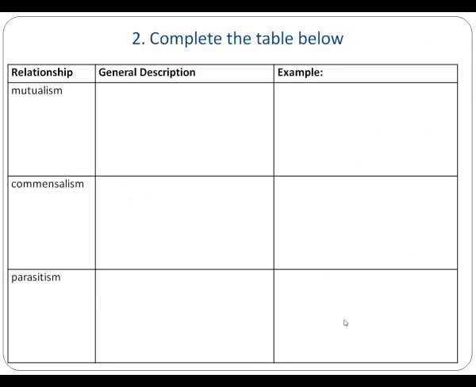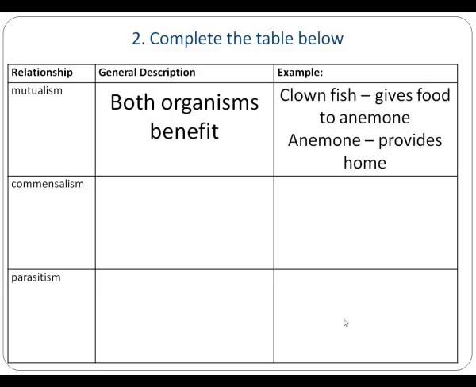Complete the table. So for mutualism, they mutually benefit. Both organisms benefit. An example of that would be a clownfish living on an anemone. The clownfish pushes food towards the anemone, which is a filter feeder, and the anemone provides a home for the clownfish.